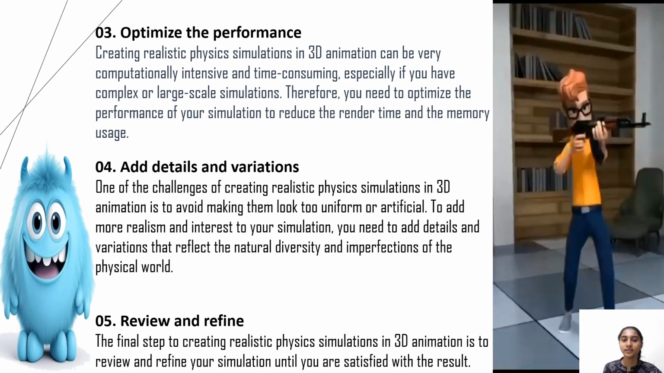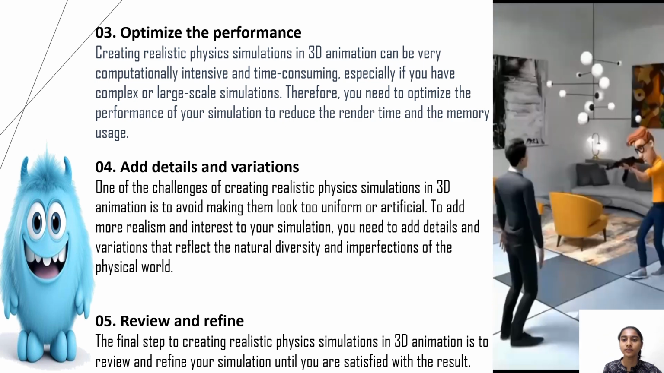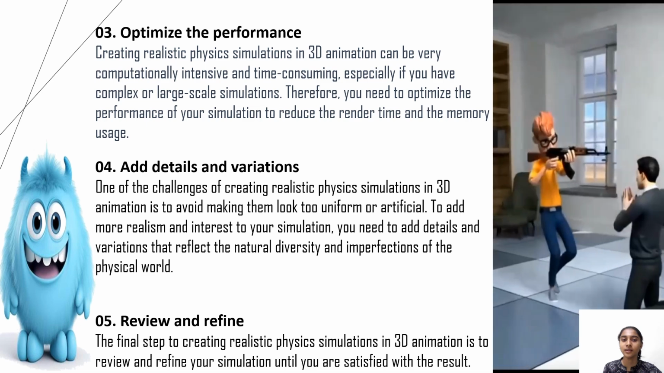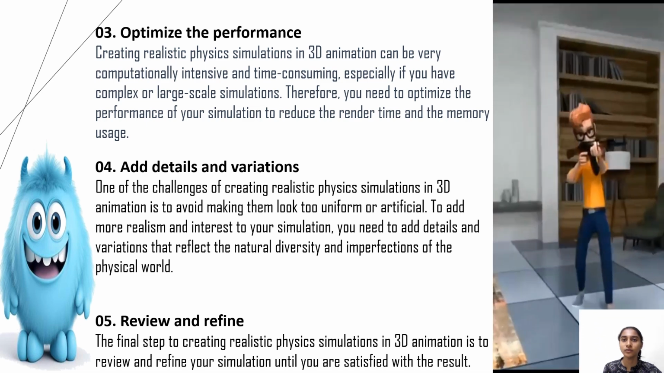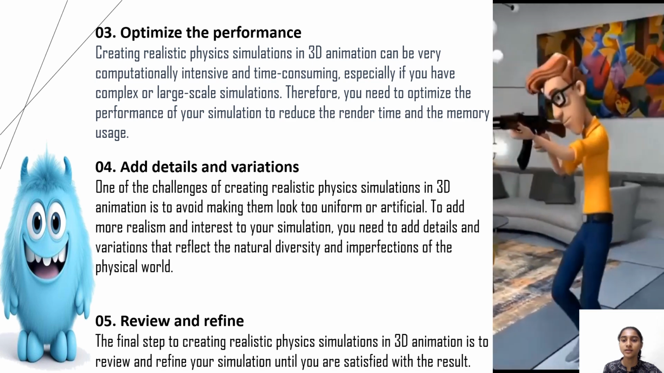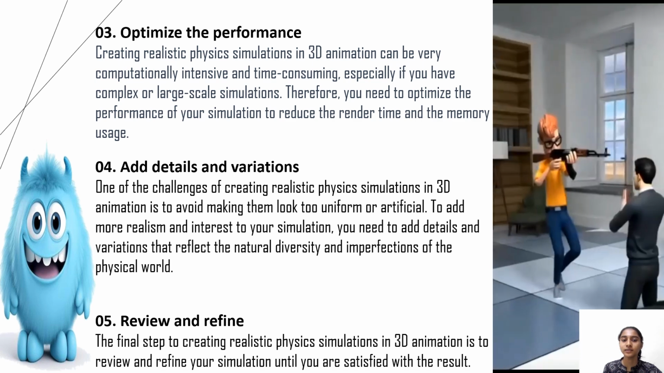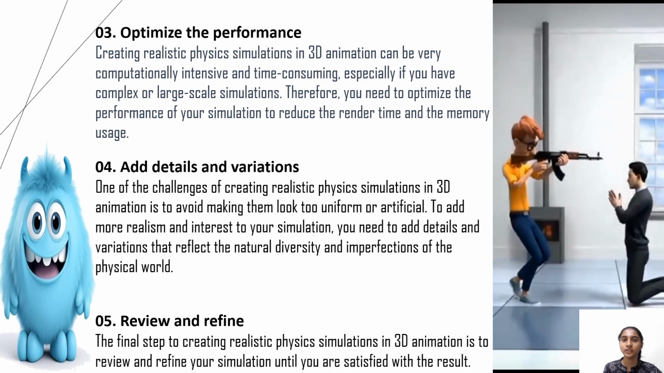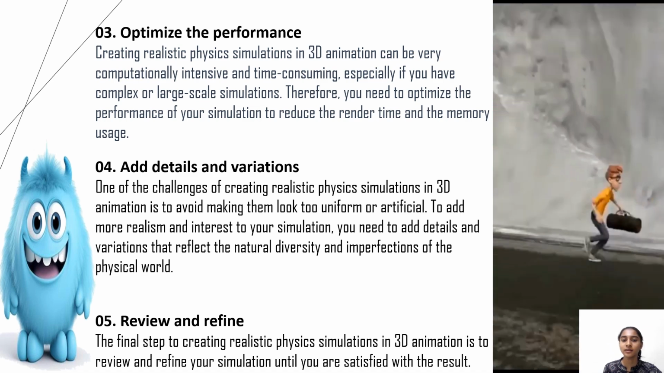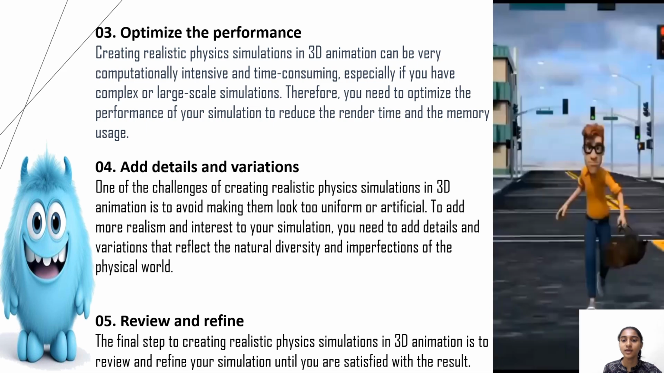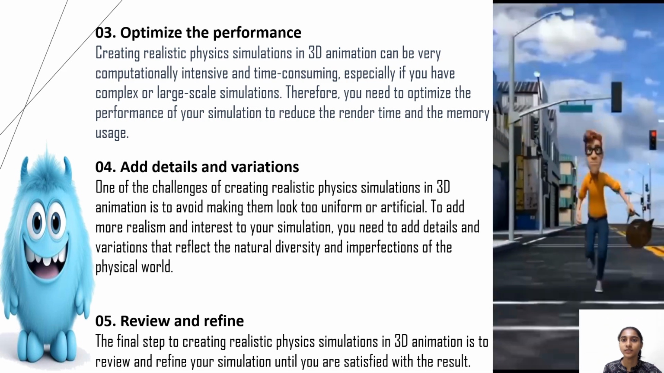So the fourth step is add details and variations. One of the challenges of creating realistic physics simulation in 3D animation is to avoid making them look too uniform or artificial. So to add more realism and interest to your simulation, you need to add details and variations that reflect the natural diversity and imperfection of the physical world.